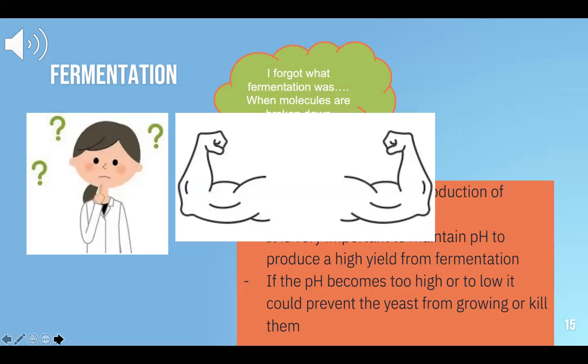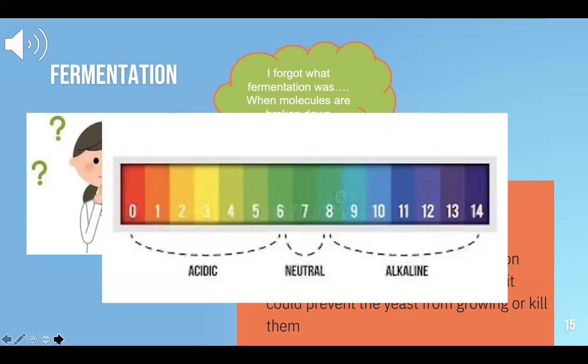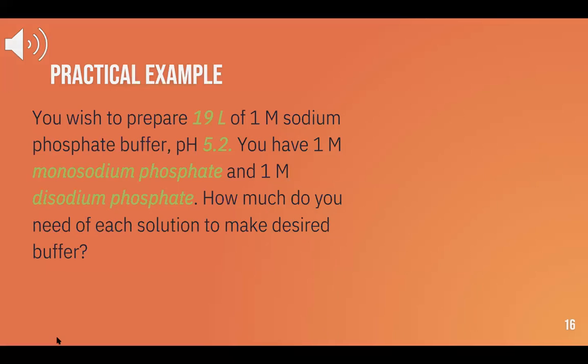Yeast likes a pH between 4 to 6, so buffers are used to keep the pH within this range when baking or brewing. The buffer absorbs any extra acidity or alkalinity, thus the pH only changes if the buffer is neutralized. Now let's look at a practical example of buffers.